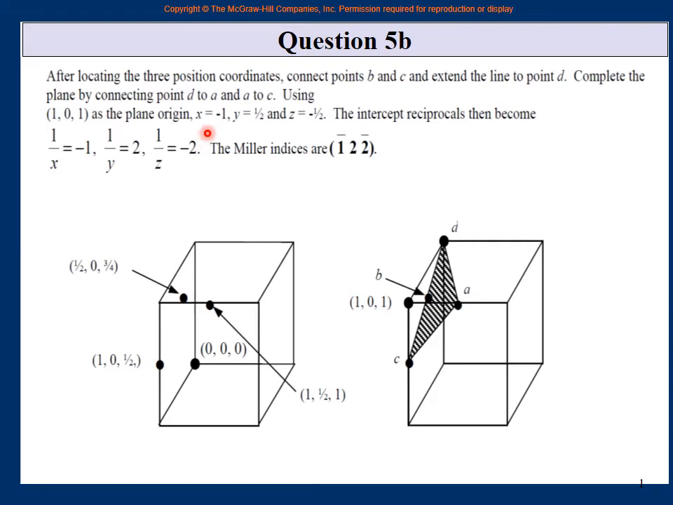So you have found the intercepts and you have done the inverse of that. So -1, 2 and -2, these are the Miller indices. So finally you write 1 bar, 2 and 2 bar. These are the Miller indices.